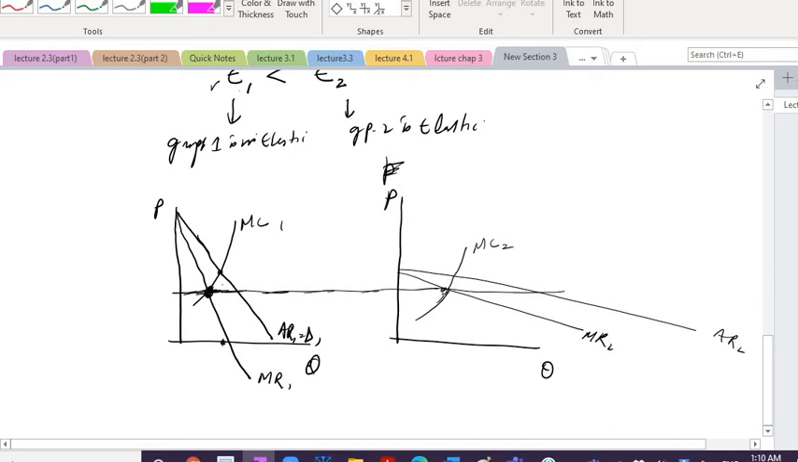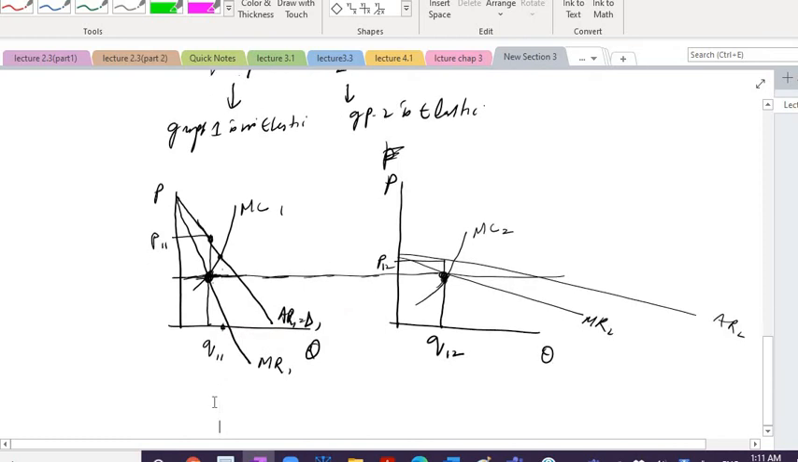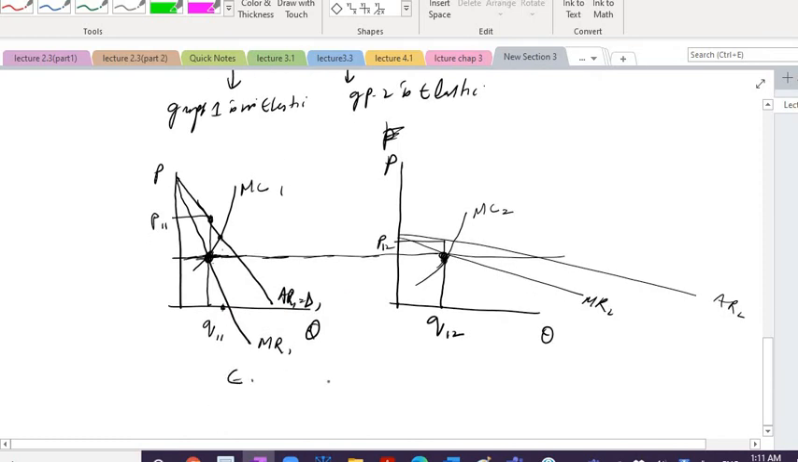It is this point, and here it is this point. How much quantity is being produced? Let's say Q11. What price is charged? This is the price being charged, P11. What quantity is produced? This much. ठीक है जी. What price is charged? P12. So you can see that steeper, the lesser the elasticity, more the price is charged. So if you see here, this is elasticity 1, which is less than elasticity 2, and if you look at P11 is greater than P12.